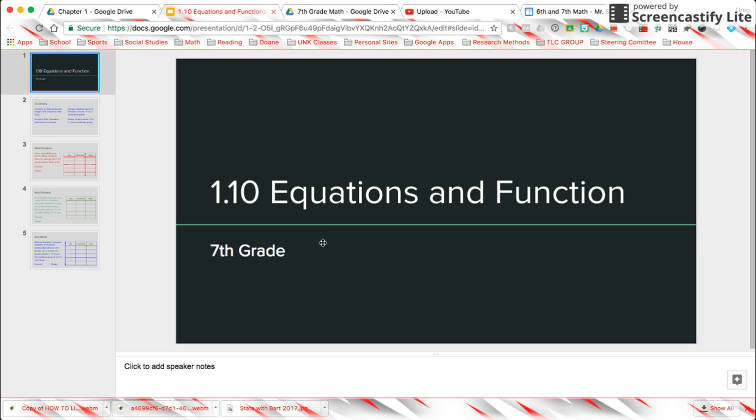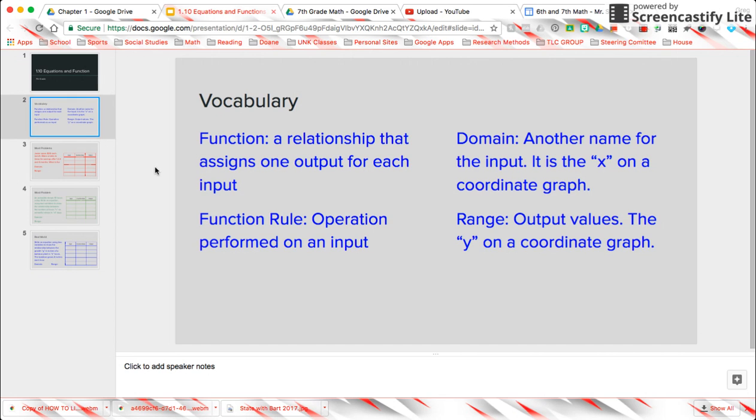All right, guys, 1.10, equations and functions. We're going to get started with some vocabulary. We've actually been doing this a long time with function tables, but now we're going to add a little bit more vocabulary to it in terms of domain and range. A function is a relationship that assigns one output for each input.